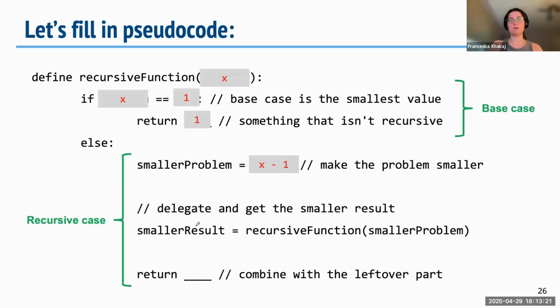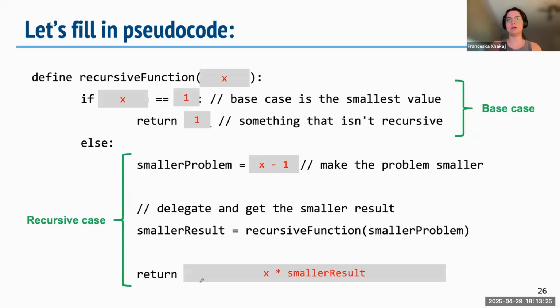I call myself recursively with a smaller problem, I get the smaller result, and how do I combine it? I go ahead and multiply it by x. I strongly encourage you to memorize or store in an index card this pseudocode, because this is going to be extremely valuable as you're working with recursion.